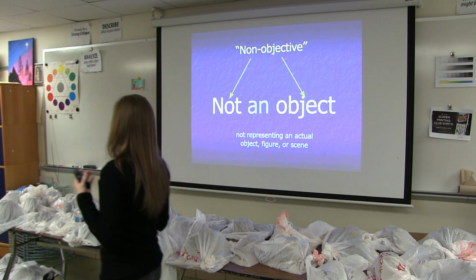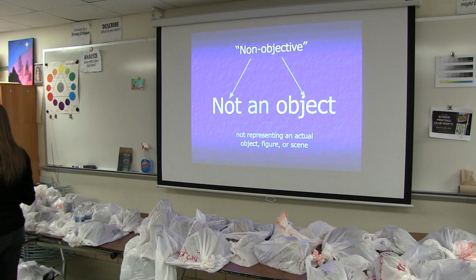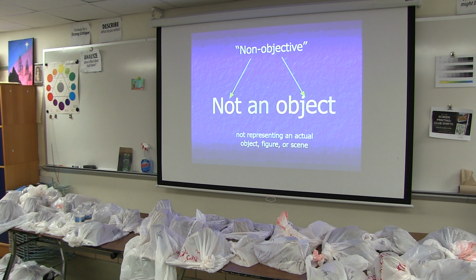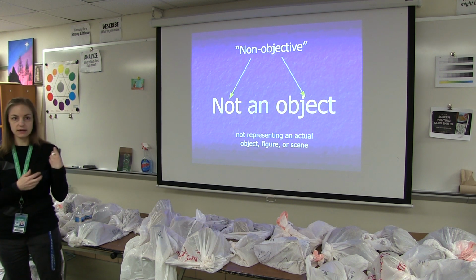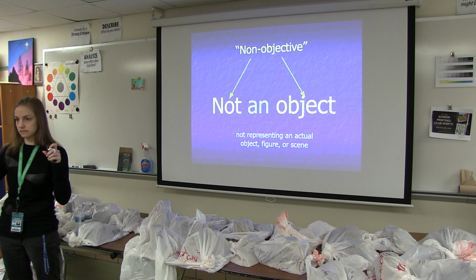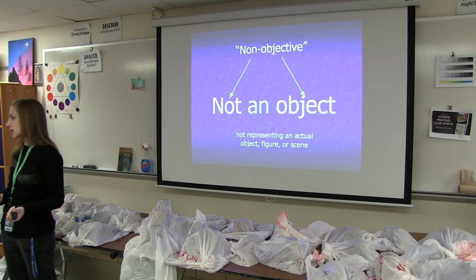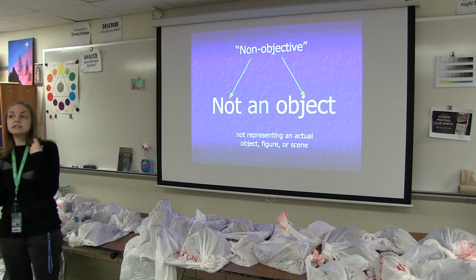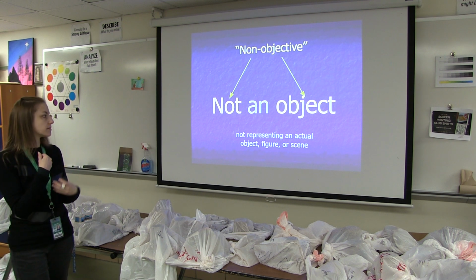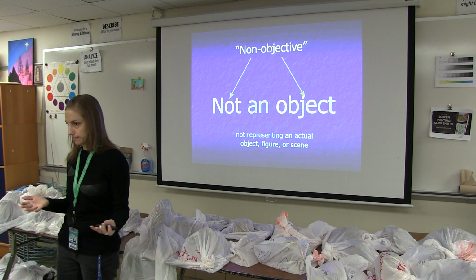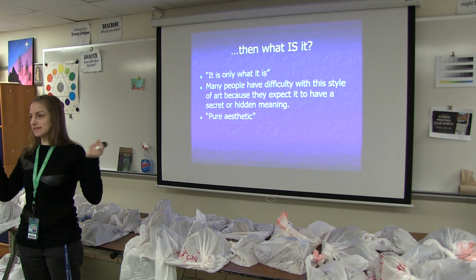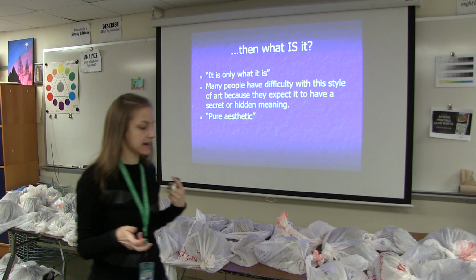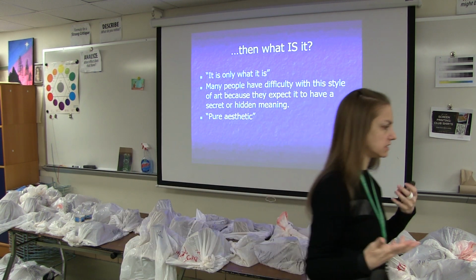So first of all, non-objective, when you break it down to the core of the words, means it is not an object. In other words, it's not representing an actual object or an actual figure or an actual scene. It's not going to look like anything specific. It's not going to be recognizable to your audience. It's not going to be representative of something. It's not going to be symbolic of something. It is just nothing specific. So you might be saying, well then, what is it? If it's not an object, if it's nothing that represents something, then what do we do?